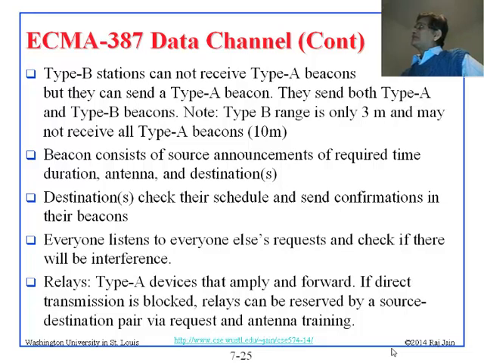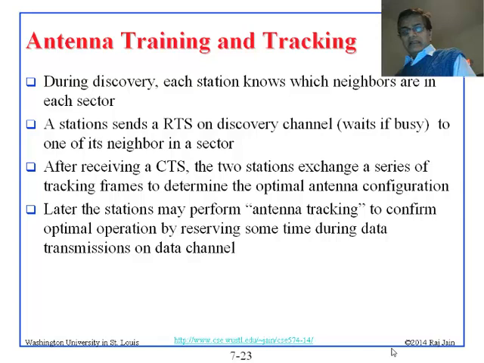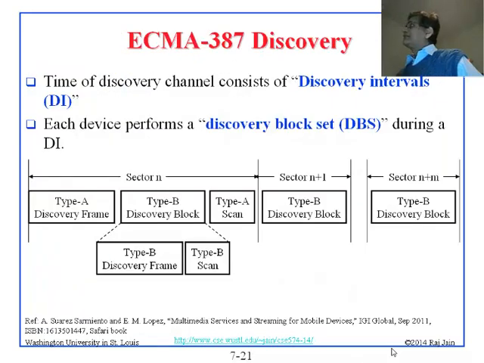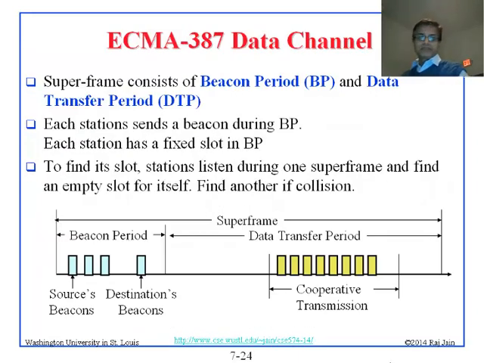Now, this is a little bit contradictory to what was said. It could be an edition business, first edition versus second edition, I don't know. But this one says that type B can send both type A and type B. And here we had said that type A can send both type A and type B, and type B sends only type B. So there is a slight contradiction among different books.